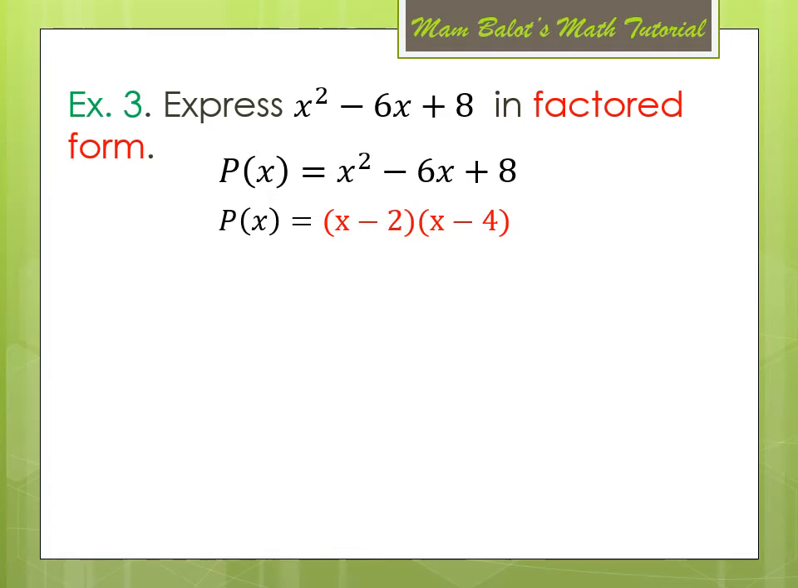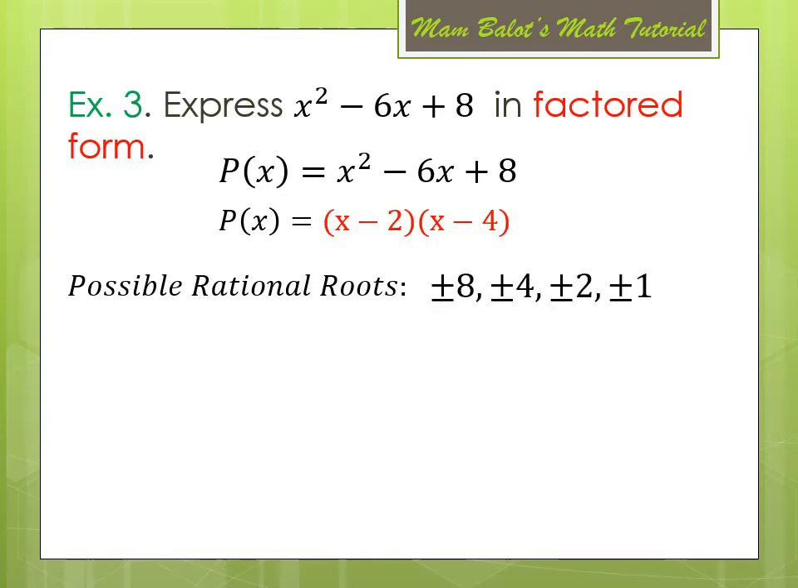But how do we get the factors? You can just use the trial and error method since it is just a quadratic function. But if it is a function higher than a quadratic function, you can use the concept of synthetic division, the factor theorem, and the rational root theorem. So for example, in this function, the possible rational roots are positive and negative 8, positive and negative 4, positive and negative 2, and positive and negative 1.